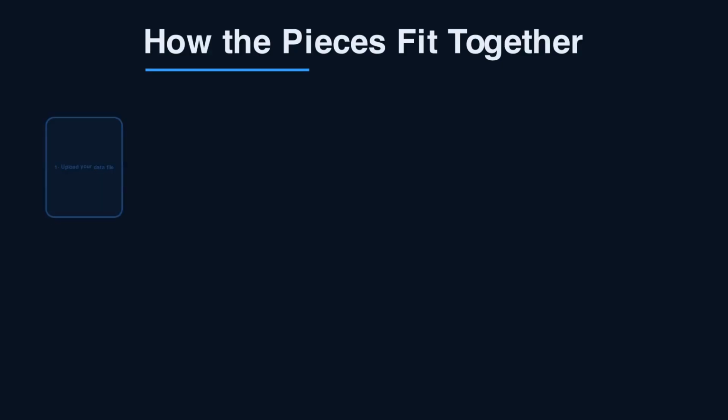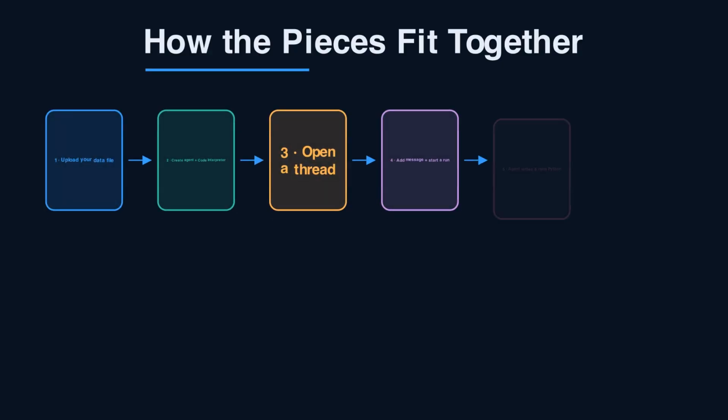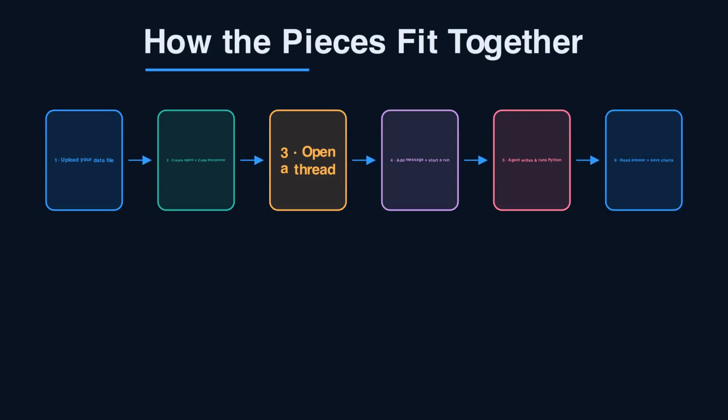Here is the end-to-end flow we are about to build, so the code makes sense as we go. 1. You upload a data file to the service. 2. You create an agent and attach the code interpreter tool, pointing it at that file. 3. You open a thread, which is just the conversation. 4. You add a user message with your question and start a run.